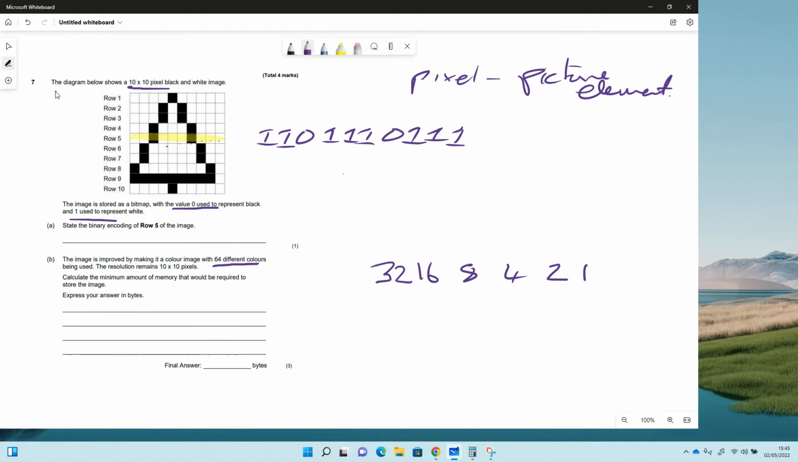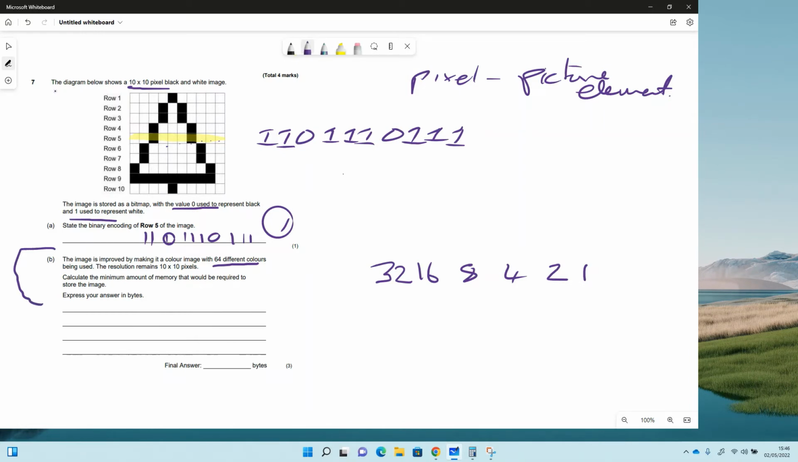So all we have to do is write that in: 1 1 0 1 1 1 0 1 1 1. You don't have to put the other bits on the ones. So that one's fairly straightforward, I hope, for 1 point. The only thing we have to make sure we know is that 0 in this case is for black and 1 for white.